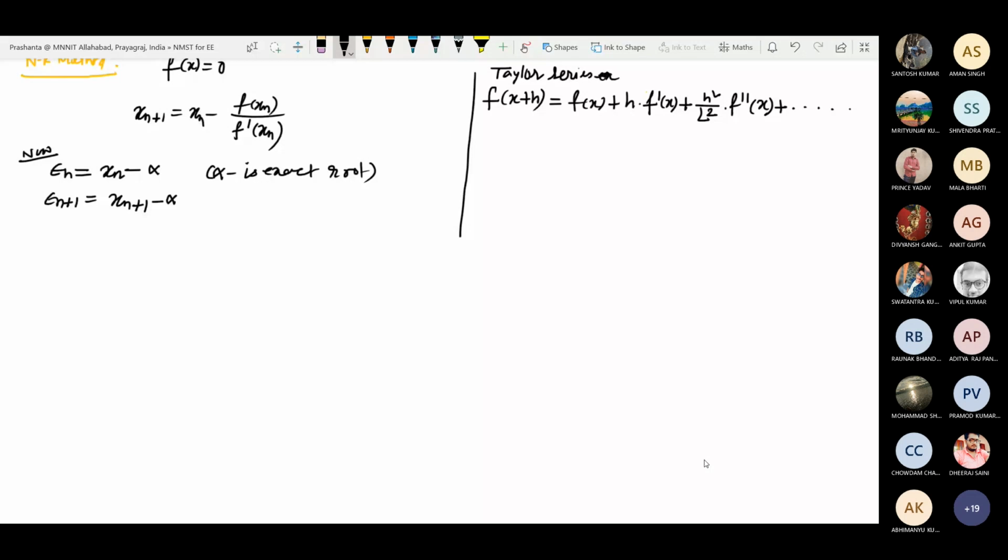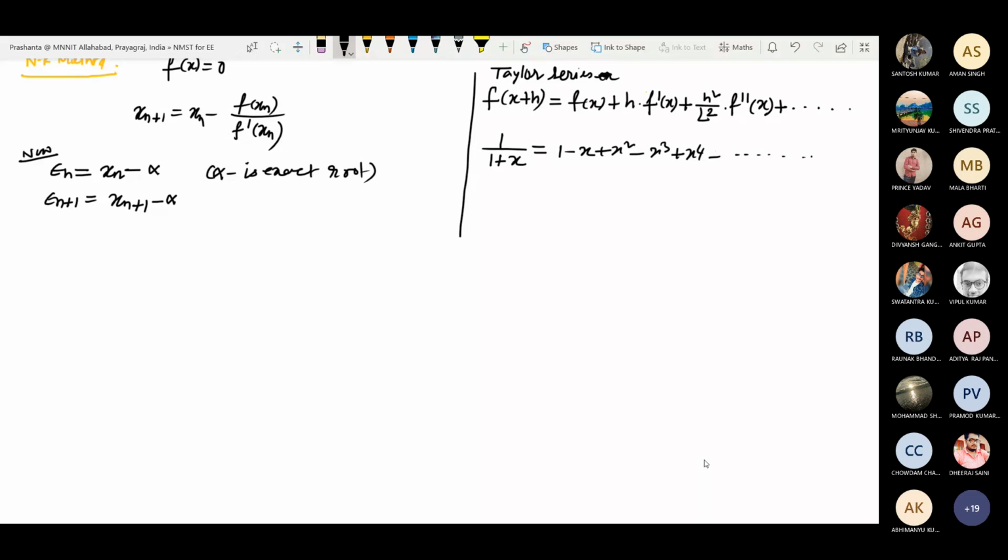One more result I am going to use is the expansion of 1 by 1 plus x. Tell me the series of this function. It is 1 minus x plus x square minus x cube and so on. So this is the formula I am also going to use. Okay, fine. Now come back to this side.